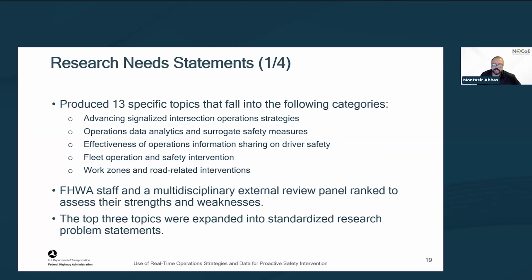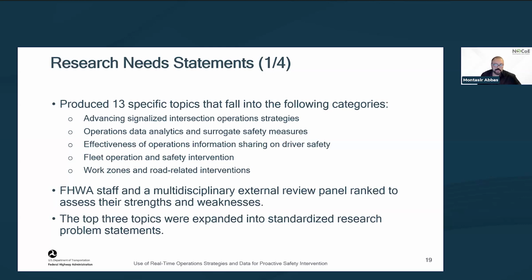Initially, we produced 13 specific topics, and each of those topics fell into one of 5 different broad categorizations, including advancing signalized intersection operation strategies, operations data analytics and surrogate safety measures, effectiveness of operation information sharing on driver safety, fleet operation and safety intervention, and then work zones and road-related interventions. We produced those 13 ideas, and then we ran them by the FHWA staff and some external review panel that we formed for the project.